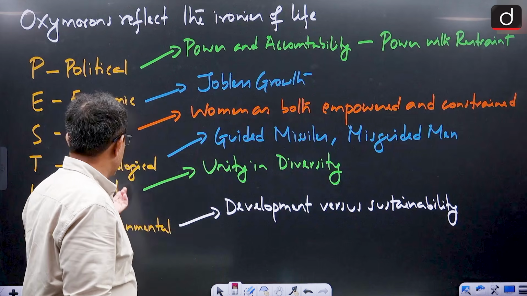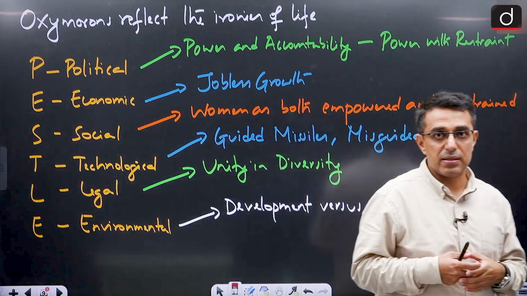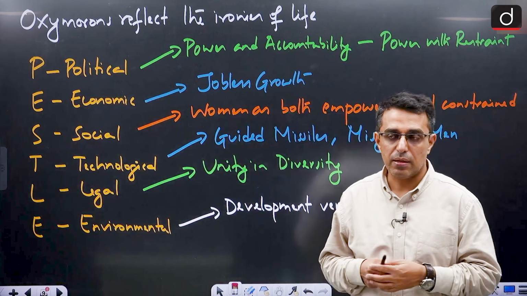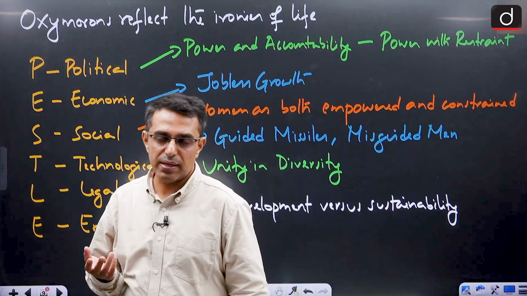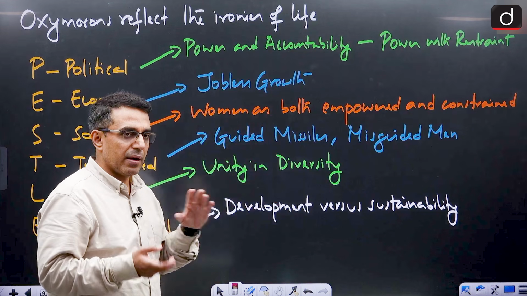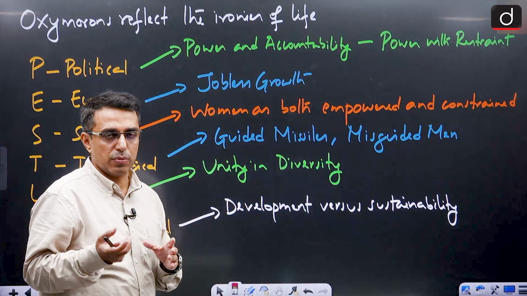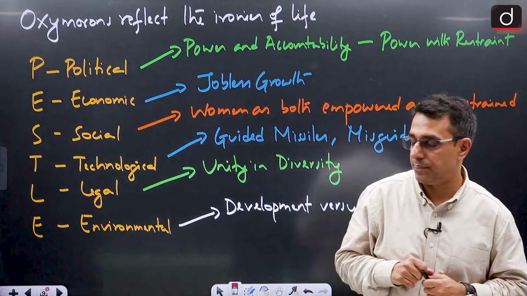Then in technology, we can talk about the advancement that has given us guided missiles, but the people seem to be more misguided, right? So we can talk about things like guided missiles and misguided men, right? We can take the example of AI also, how it is helping and what challenges it is throwing at us.